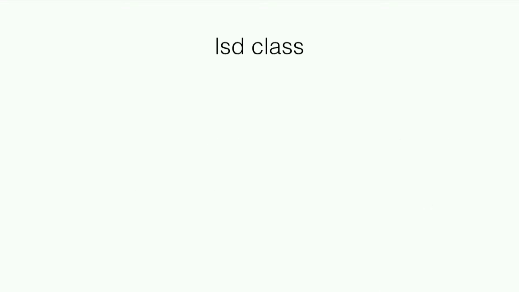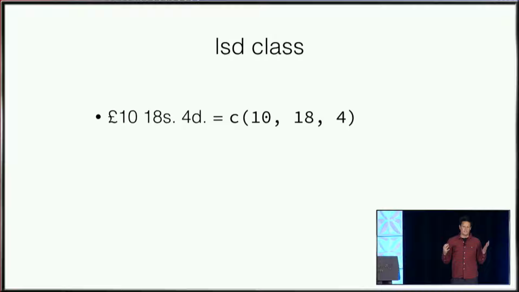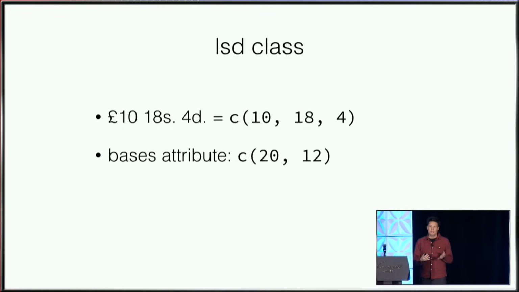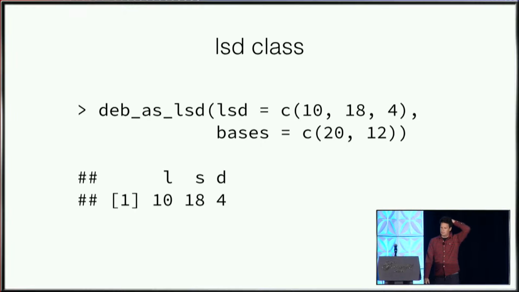So what does it do? Basically, it makes these values a numeric vector of length 3. It also has a bases attribute that keeps track of what the bases for the shillings, pounds and pence are. And then they are stored as lists so that you can use them as a list column and you can have multiple in one object. So this is basically what it looks like.